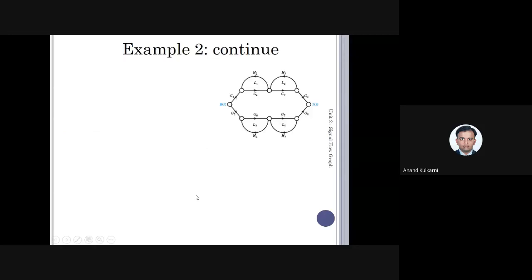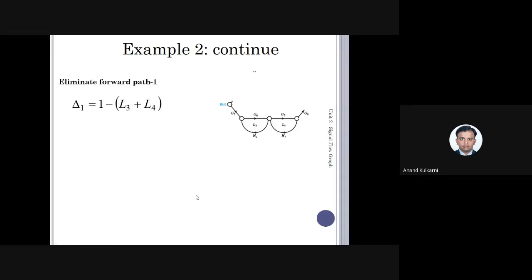Once the delta is done, next we are going to write the delta 1 for the forward path. Which one is the forward path? Here the forward path is the above path. The path which was there, G2, G3, G4 and G5 was G1, G2, G3, G4. G1, G2, G3, G4 is the forward path. To that, the eliminated forward path will be 1 minus L3 plus L4. Why? Because these two loops are not touching. So what is delta 1? Delta 1 is 1 minus the loop gain of those loops which are not touching that forward path. Now if you just observe here, this is the forward path.